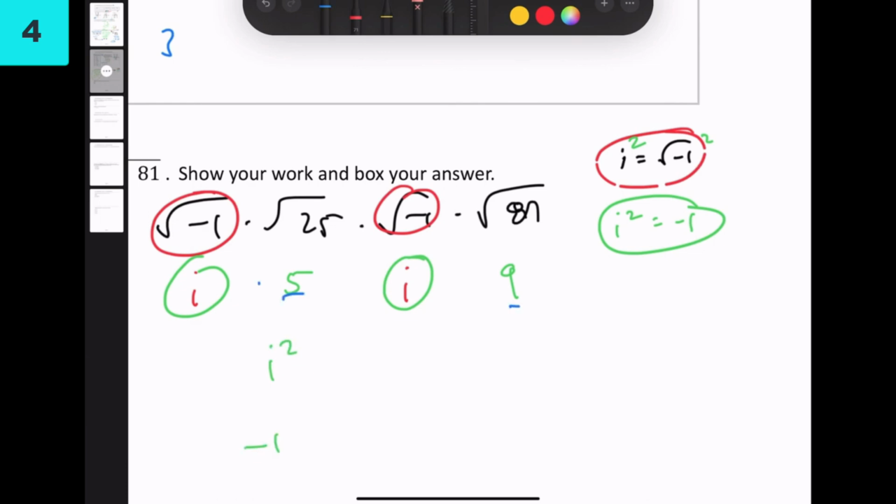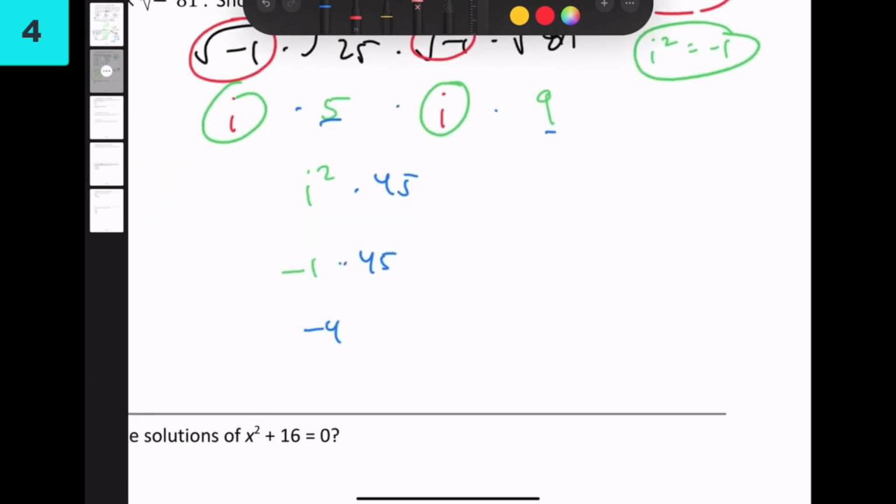45 times -1, so your answer is going to be -45.